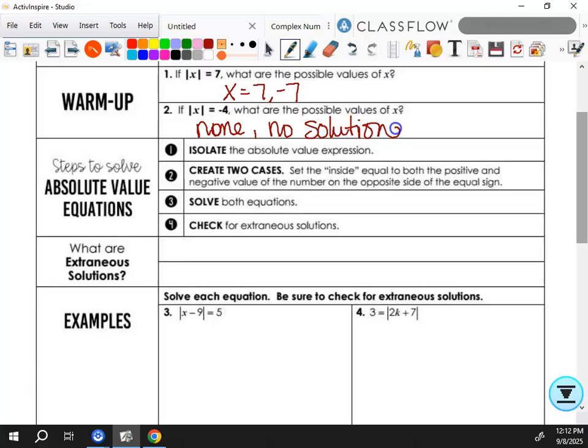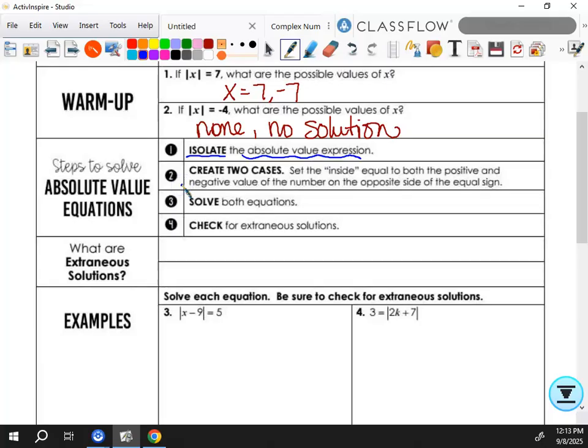So if I recognize that at the beginning, I won't have to actually work through some things, depending on what it is. I don't have to work it all out. All right, so your steps to solve. I want to make sure that step number 1 is really the one that sometimes we miss because we haven't thought about them in a while and then we do weird things. You have to isolate the absolute value expression, and I will explain to you more what that means as we go through these. Then we create 2 cases.